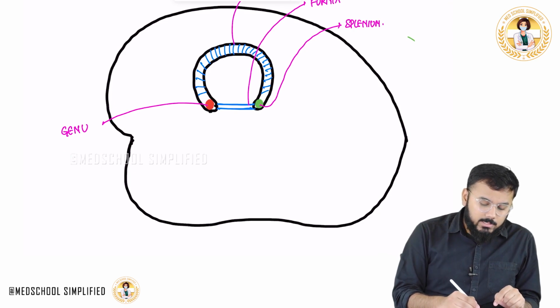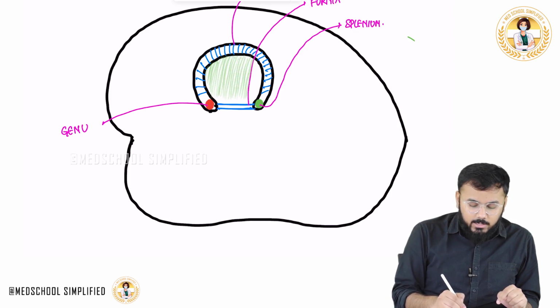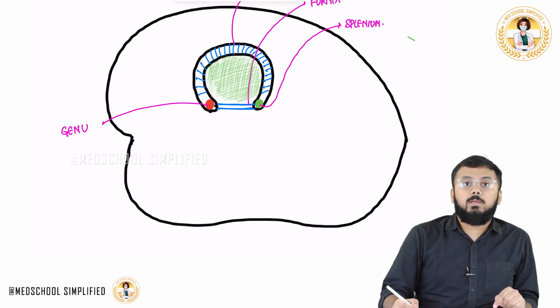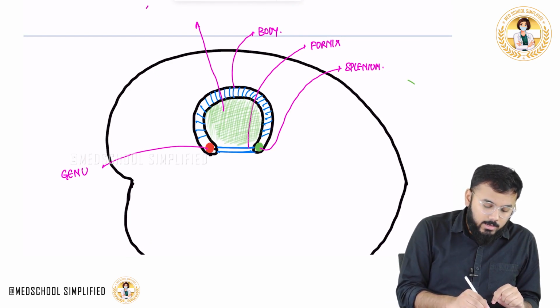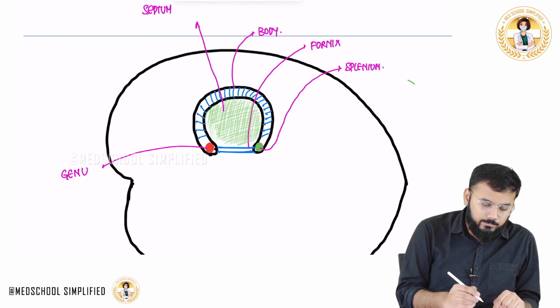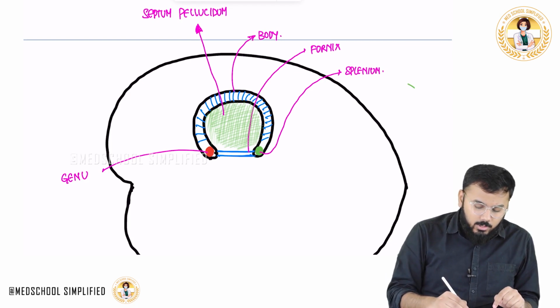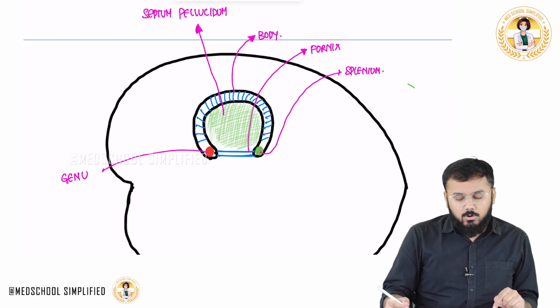Now in between the corpus callosum, you can see another important structure. You see these lines which I am drawing right now? These lines are called your septum pellucidum. So this is your body, right? Between the body and the fornix, you have this structure called septum pellucidum.